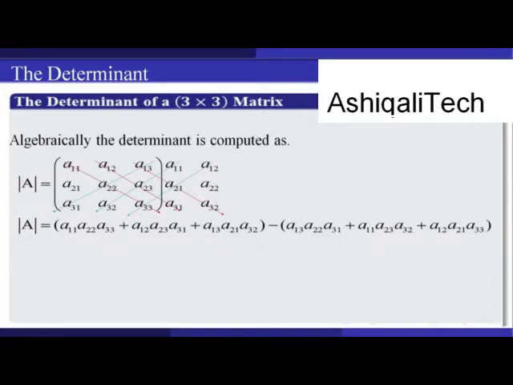The determinant of a 3 by 3 matrix. Algebraically, the determinant is computed as: determinant of A is equal to the product of red lines, the first red line A11 multiplied by A22 multiplied by A33, plus A12 multiplied by A23 multiplied by A31, plus A13 multiplied by A21 multiplied by A32, minus the other three green lines.